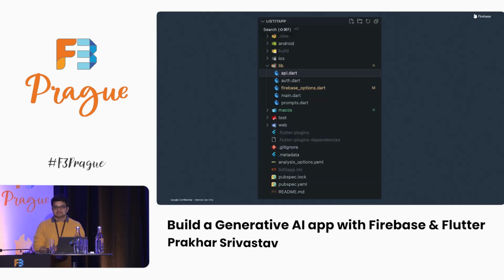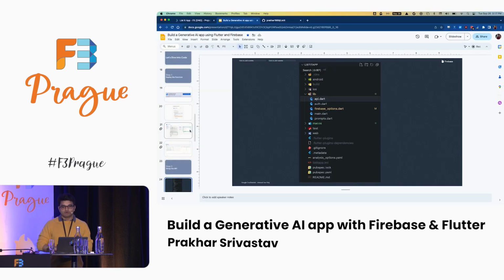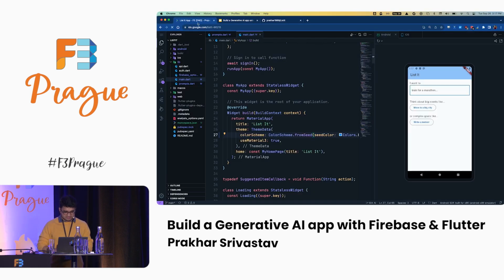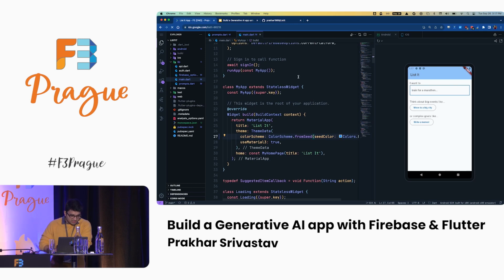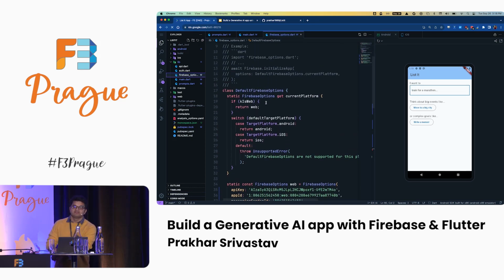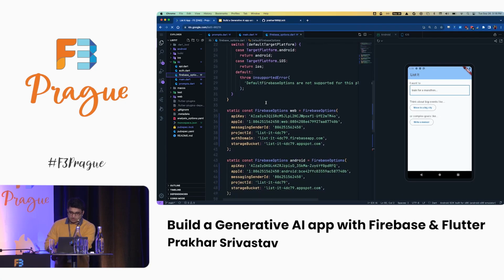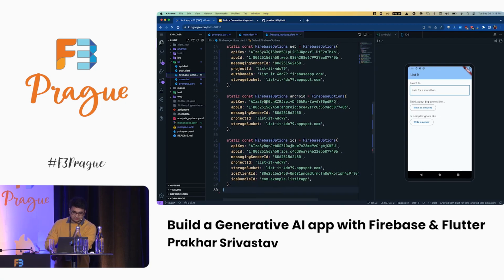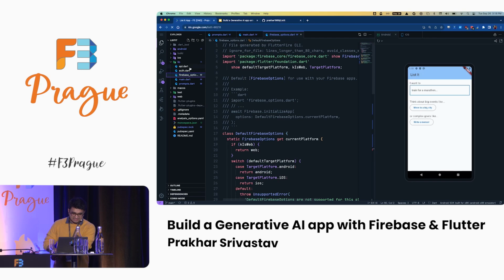Now, initially I had slides with screenshots of code, but that seems like a very boring way to navigate code. Let's just go to IDX, and then we'll navigate the code together. Okay, so the first thing I have is the Firebase options page. It's very simply scaffolded using FlutterFire, and it has all my configuration. Please don't take photos of this one, but let's jump to the API.